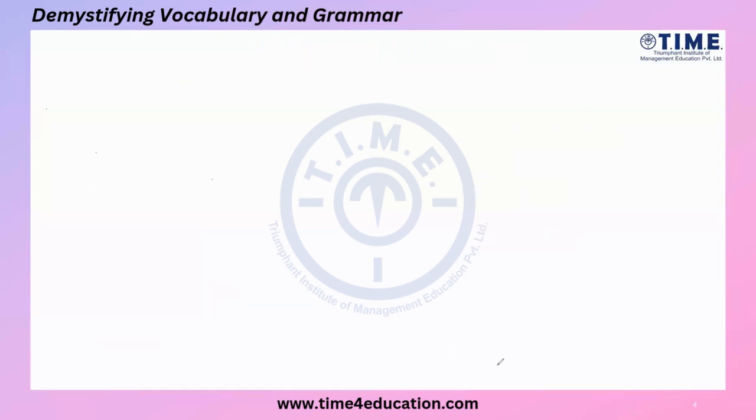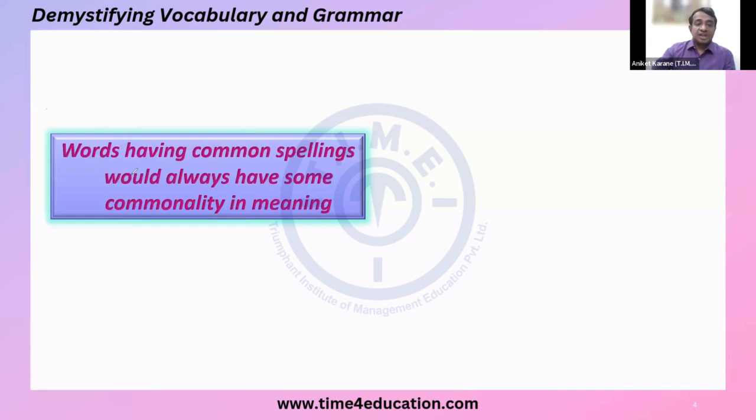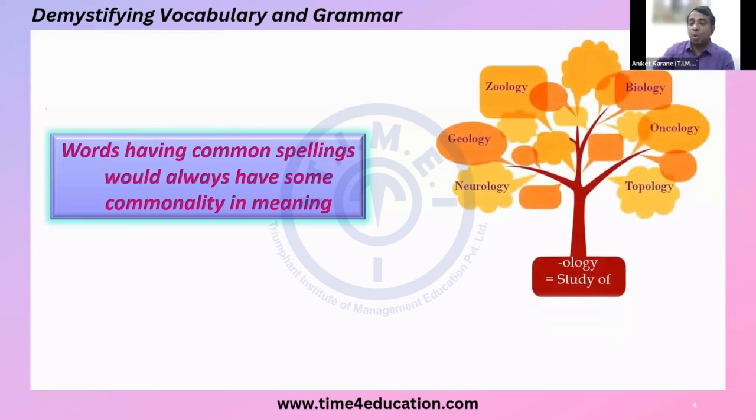Yeah. Okay. Now, words having common spellings would always have some commonality in meaning. What does this mean? It means if the spelling of a word is common, you will have some commonality in meaning. So in the spelling, you'll have some part of the word, not the same word. Some part of the word will be same. So let's consider an example here. And that example is ology. Okay. So ology is study of.